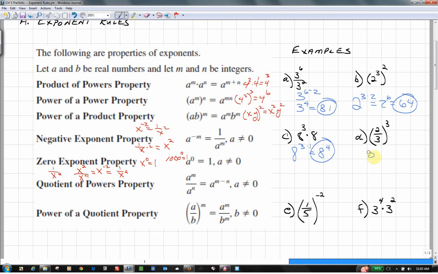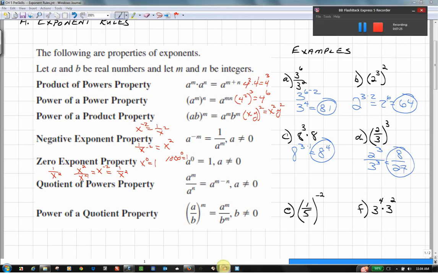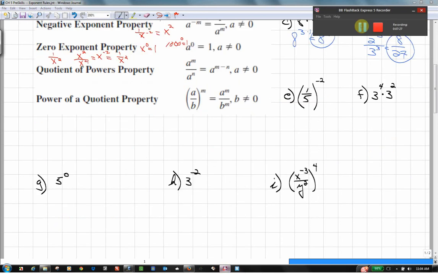D is 2. We'll distribute the exponent in. 2 cubed all over 3 cubed. 2 cubed is 8. 3 cubed is 27. Working some more.